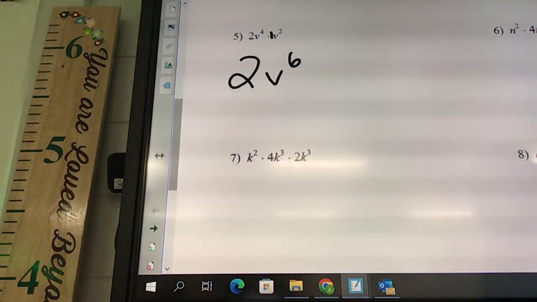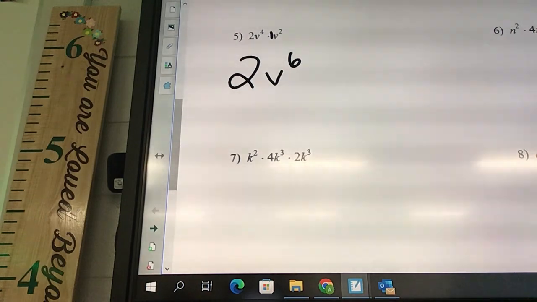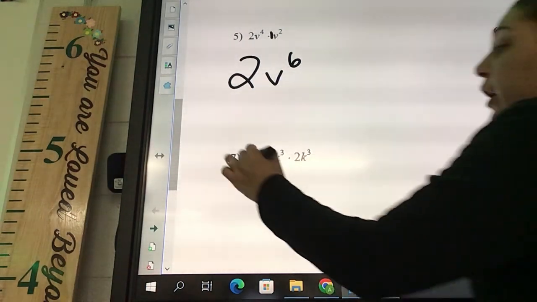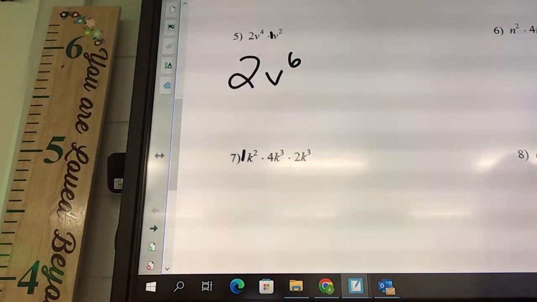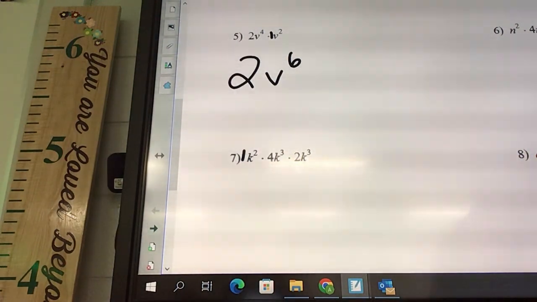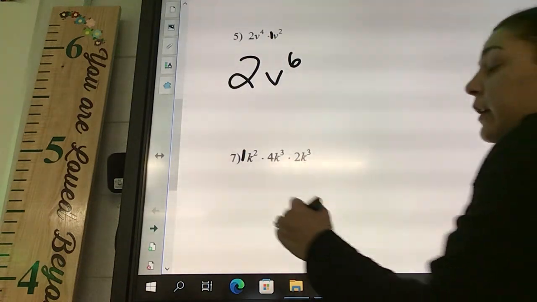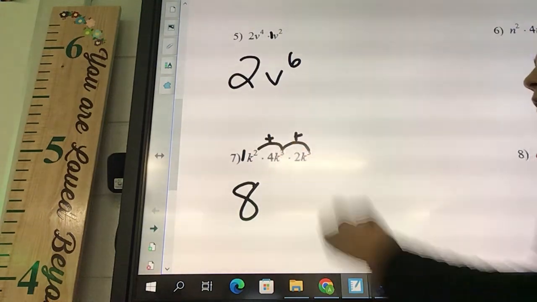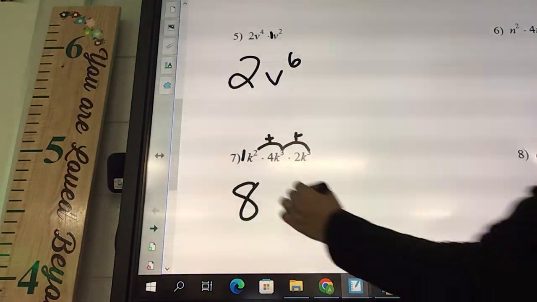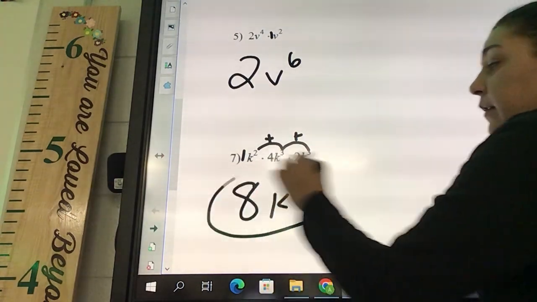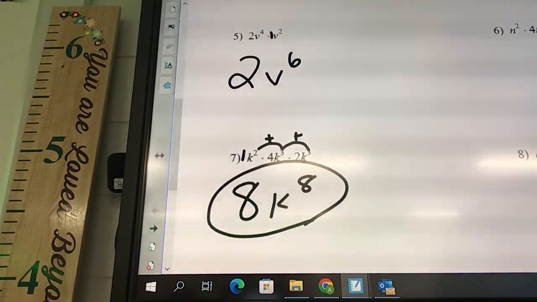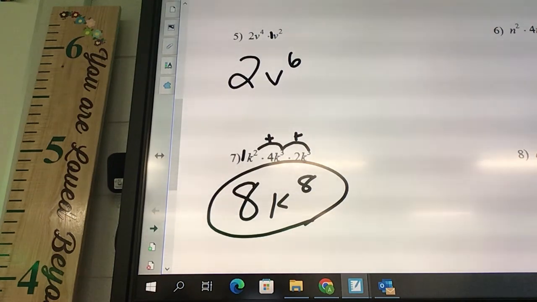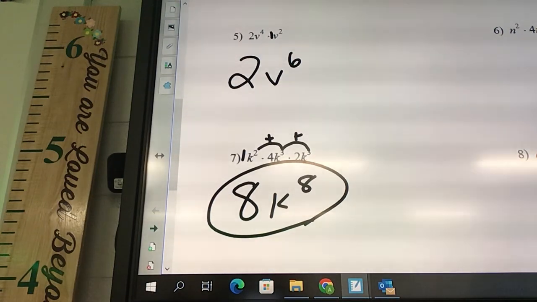Look at 7. Where can I put a 1? In front of the very first K. So 1 times 4, 4 times 2, 8. Then we got 2 plus 3 plus 3. So it's going to be K to the 8th. So again, you multiply the big numbers, and you're going to add up the little numbers.